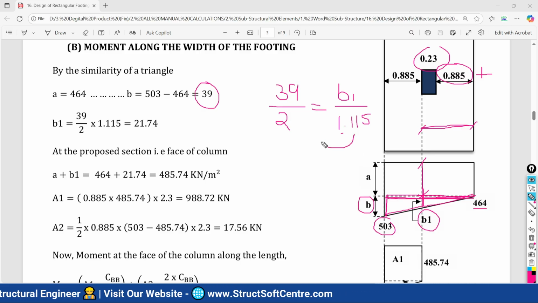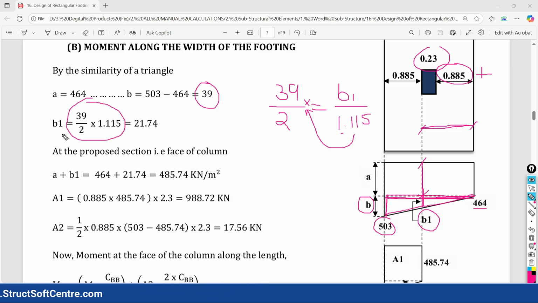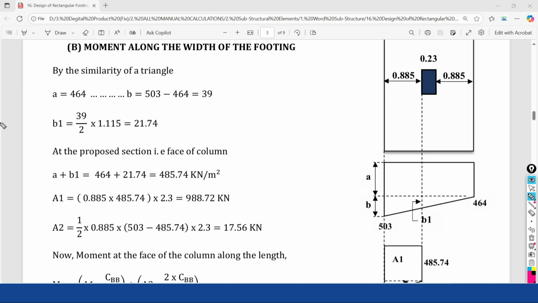Now this value we are going to put on this side in multiplication, so you will have this value. B1 will equal 39 divided by 2 multiplied by 1.115, and after doing this calculation you will have the value of B1 as 21.74. But our objective is to calculate this total height. So how can you get this value? A plus B1, you will get the total height.